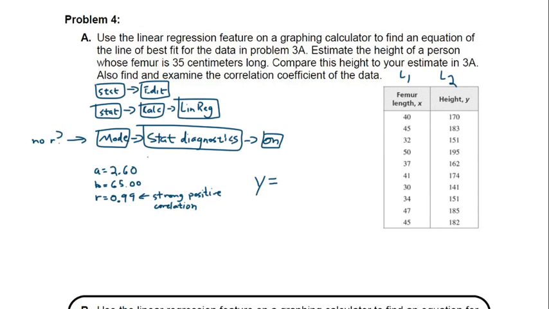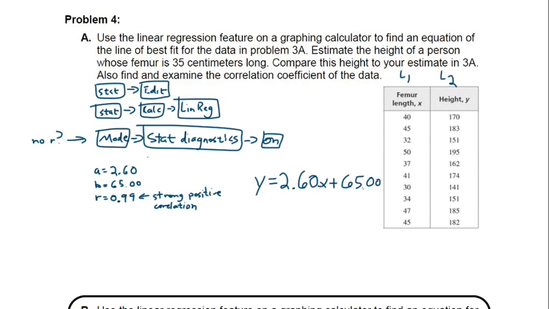So for this one, y equals 2.60x plus 65, which is actually pretty close to the equation we got. Because 40 divided by 17, that was the last problem, is 2.35. That was our slope. And we got a B value of like 74 or something like that, which is not bad in the grand scheme of things.